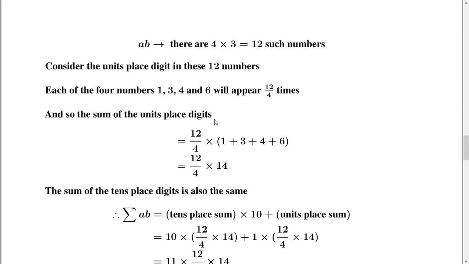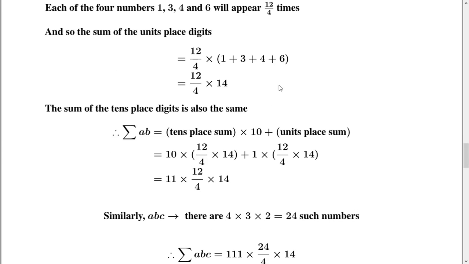And so the sum of all the units place digits would be 12 by 4 times 1 plus 3 plus 4 plus 6, because it's 12 by 4 times 1 plus 12 by 4 times 3 and so on. This is also the sum of all the tens place digits. So the summation AB is nothing but the sum of all the tens place digits times 10, because these are in the tens place, plus the sum of all the units place digits. So that would give us 10 times this plus 1 times this, and so 11 times 12 by 4 times 14.